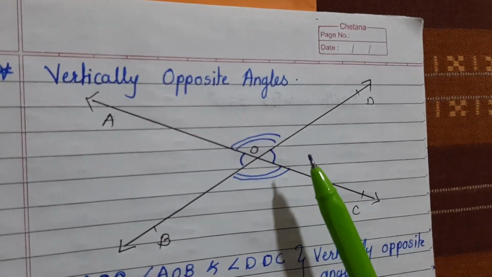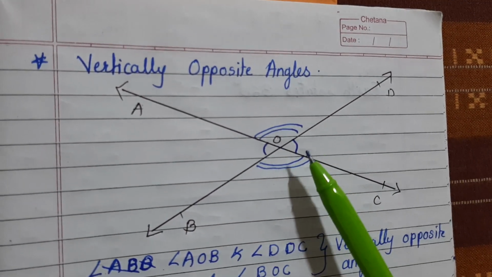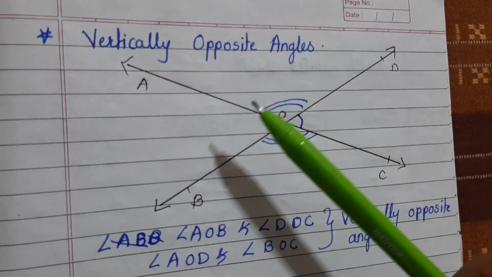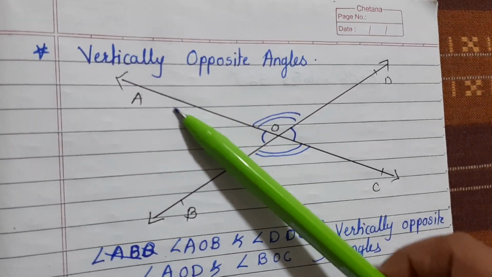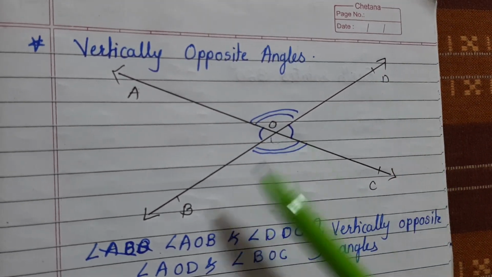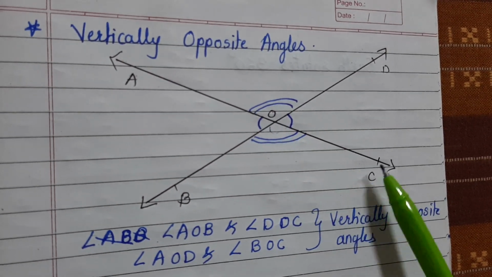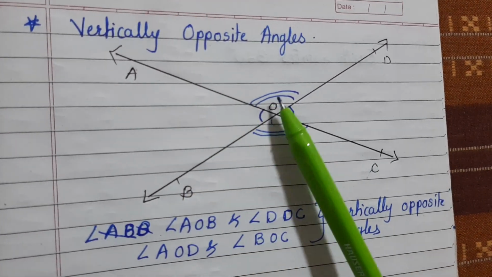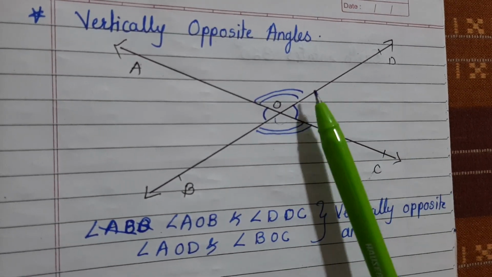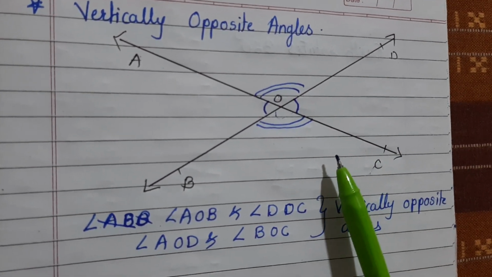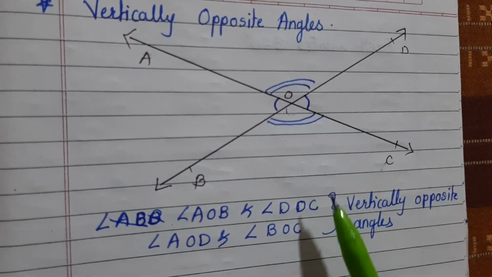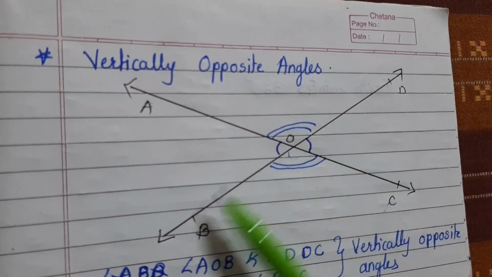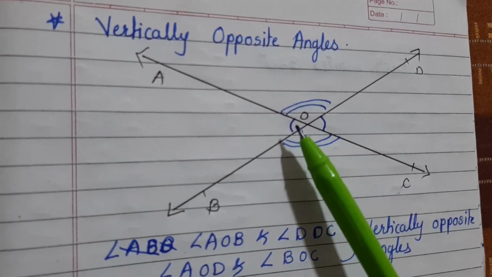Vertically opposite angles. They are opposite and they have the same measurement. Which are opposite angles? See, AOD and BOC are vertically opposite angles. At the same time, AOB and DOC are also vertically opposite angles. See, everywhere you will find that when you cross two lines, you get vertically opposite angles.